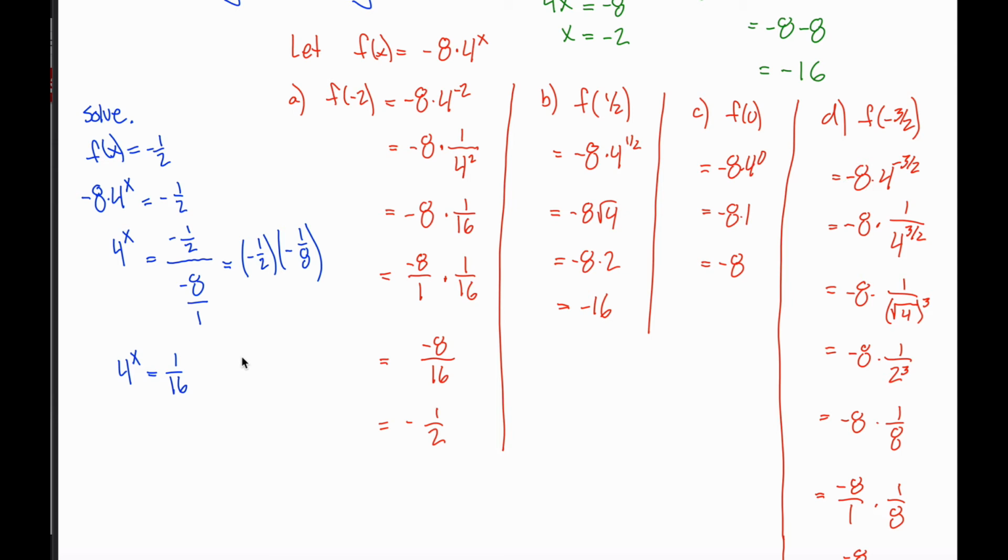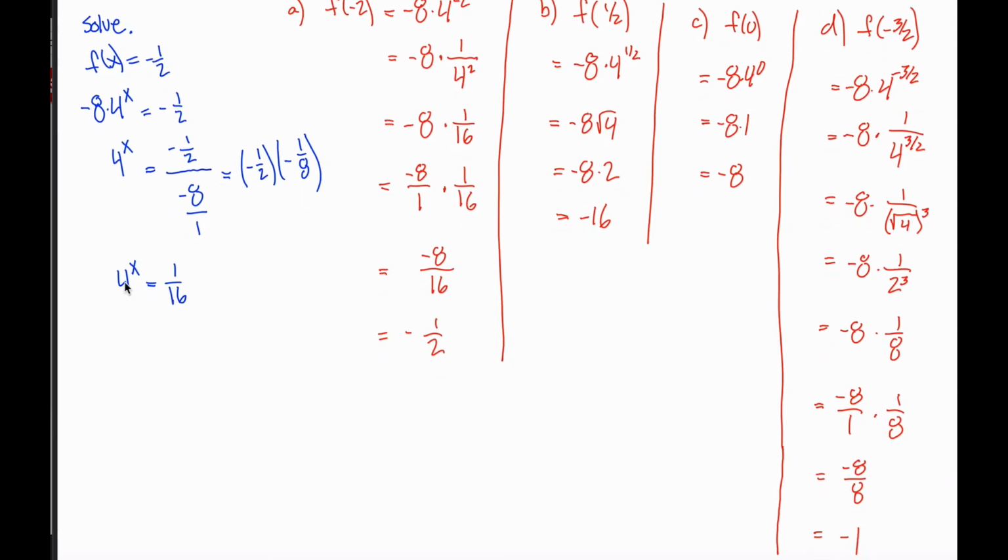But there is a little bit of a trick, and the trick is to equate the bases. So what I mean by that is I have 4 to the x on the left-hand side. If I could write the right-hand side as 4 raised up to some power, then I'd be able to solve for x. So I'm asking you the question, 4 to what power gives you 1/16? And that's not an easy question at all.